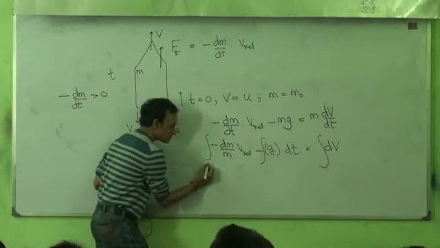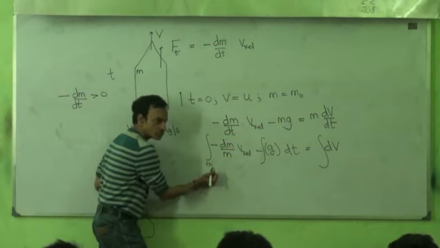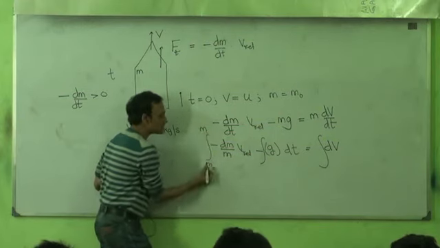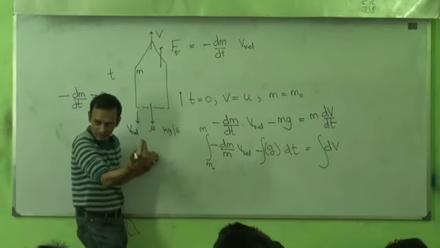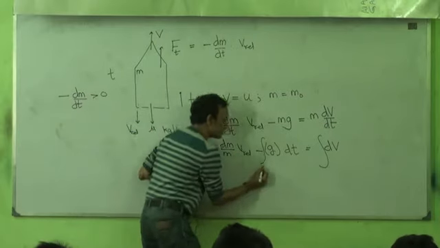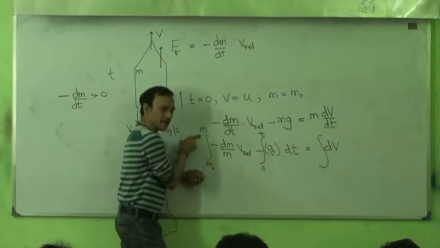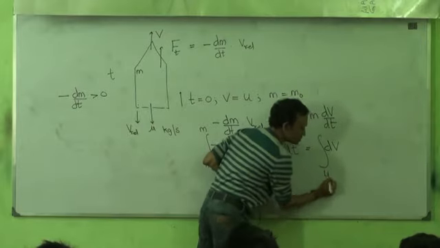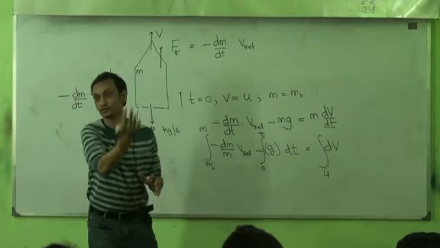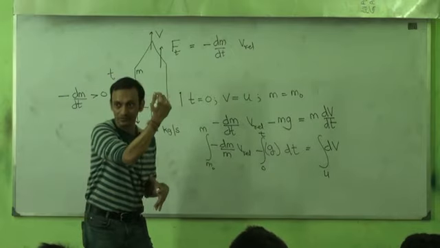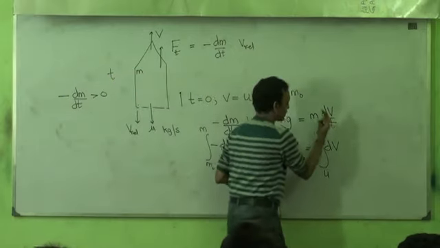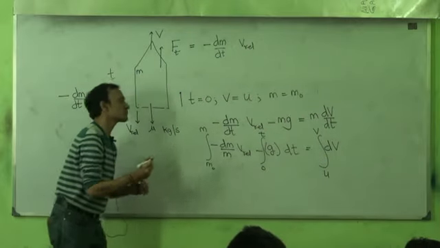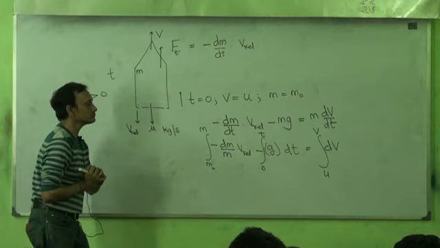M was originally m naught, and at some instant of time t it became m. M runs from m naught to m at some instant of time t. T goes from 0 to the instant of time t when m became m, and V goes from initial velocity u, the initial velocity. You have to propel the rocket with a certain velocity u, and at some instant of time the velocity became v.